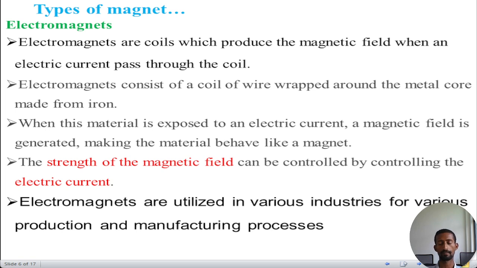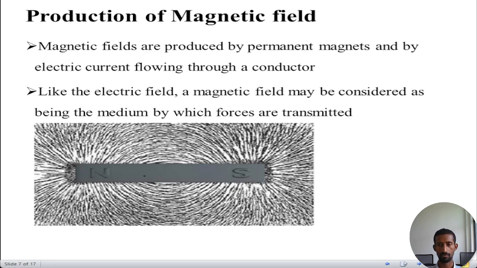How is this magnetic field produced? Magnetic fields are produced by permanent magnets or by electric current flowing through a conductor, that is, by an electromagnet. Like the electric field, a magnetic field may be considered as a medium by which the forces are transmitted. The force of the magnet, either attraction or repulsion, will be transmitted through this field.